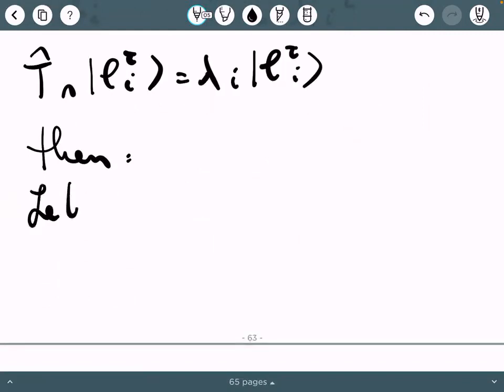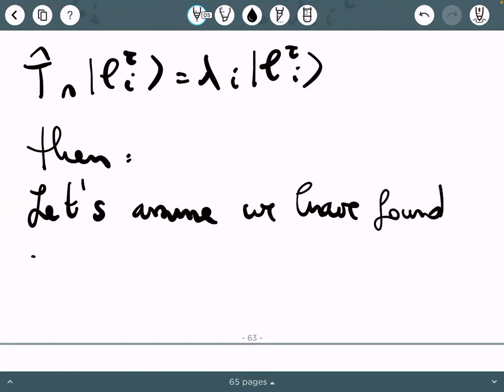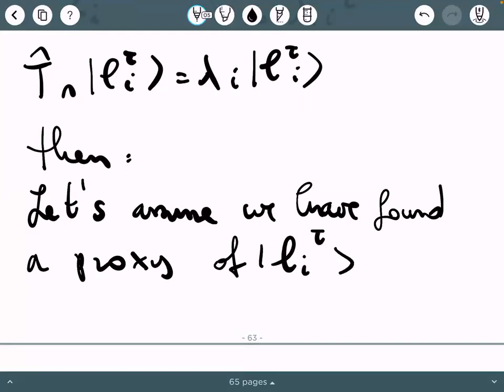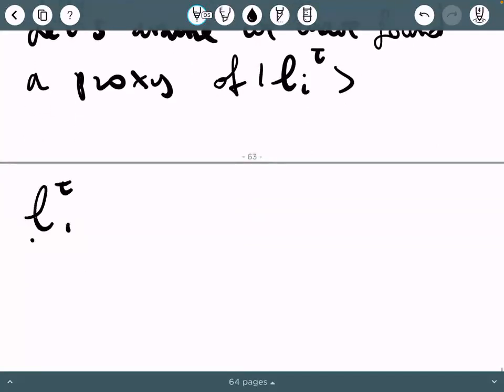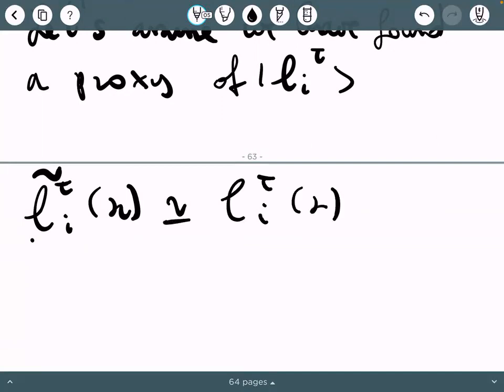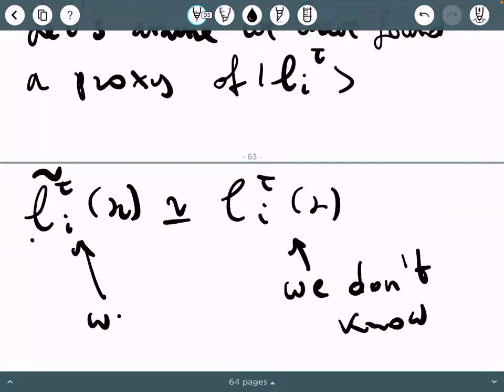So let's assume we have found a proxy of l tau i, which, now using the function notation, is a function. Let's call it this function l tilde, which is an approximation for l tau i of x. Because in real life, we don't know it, and this is what we guess.